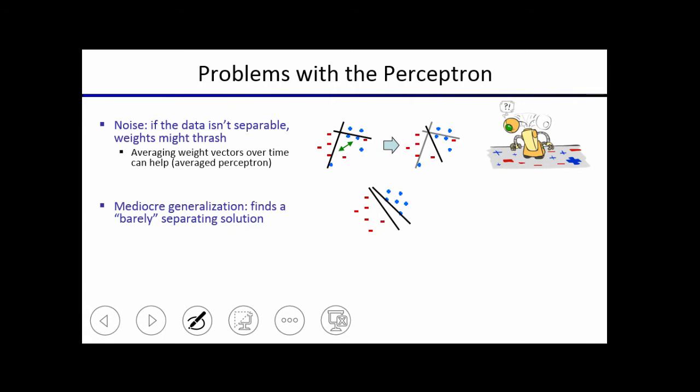A second problem is that sometimes, even if the data is separable, it might find a decision boundary that just barely separates the data, and you don't know where it's going to end up. So in this case, if you have your red points on the left and your blue points on the right, then you don't really have any guarantees about what this decision boundary is going to look like. It can look like a variety of different things.